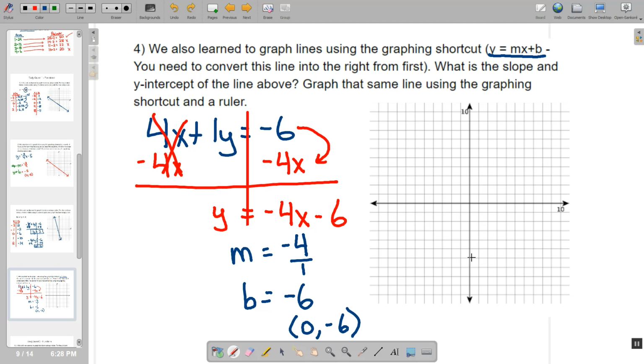And now to graph this line, 1, 2, 3, 4, 5, 6. I graph my y-intercept, and then I graph my slope. Now I can't keep going down this way, so I'm going to go up 4, back 1. And I can do that as many times as I possibly can. And I graph my line. And look at that. We ended up getting the same line in both problems, which is definitely how it's supposed to be. As always, if you have any questions, please let me know.